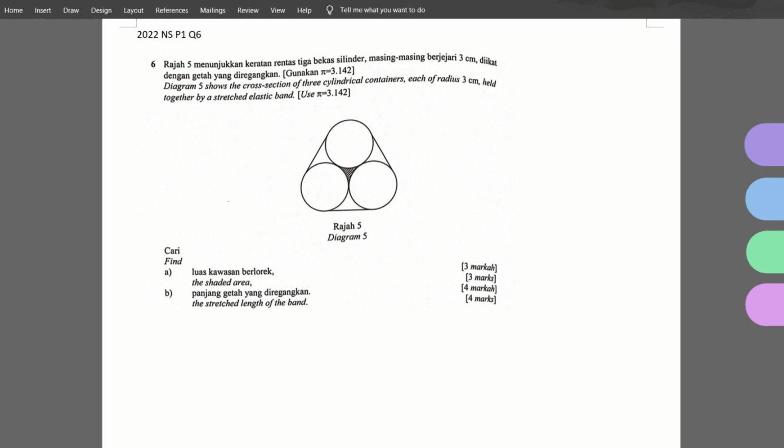So for today's video, we will look at a question from Form 5 Chapter 1 Circular Measure. So before we begin, y'all can try it out by yourself first.